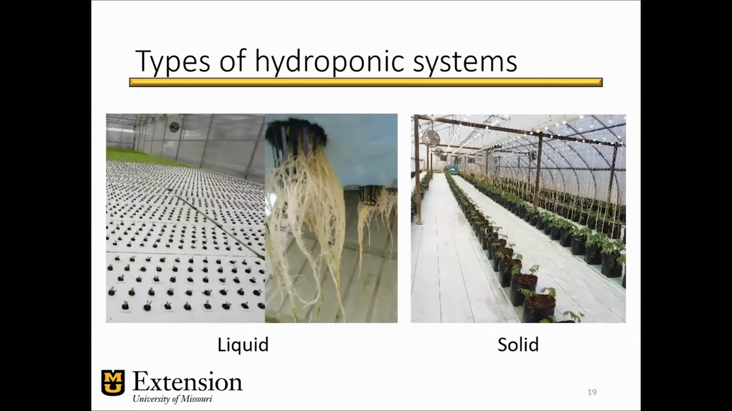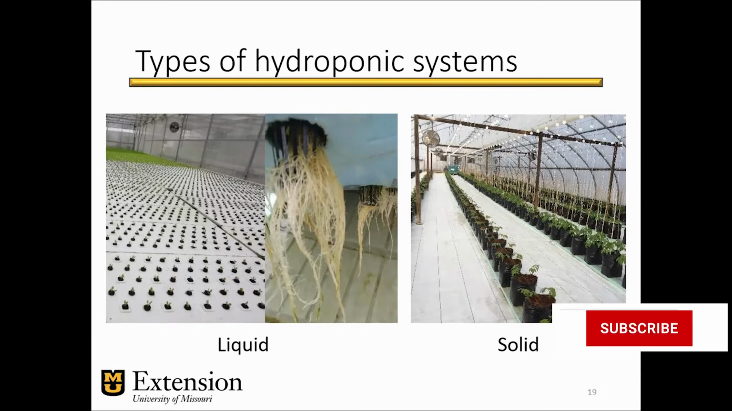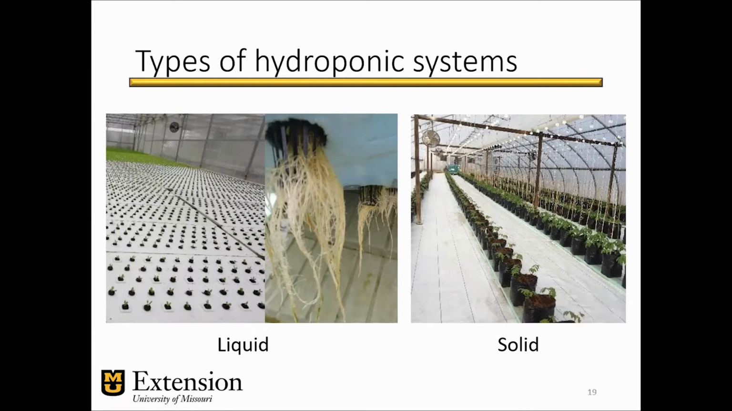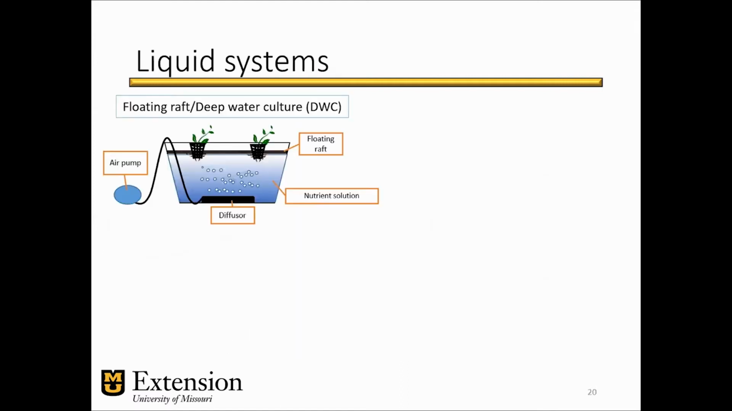However, based on the definition of soilless systems, you can also have these buckets or container systems that have something besides soil in these containers. So these are also considered hydroponic systems. You have the liquid and the solid systems. This is an overview of the different liquid systems that are out there.